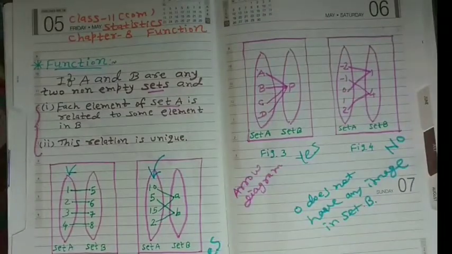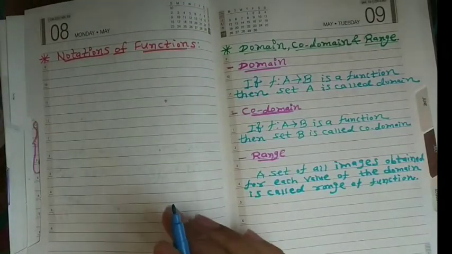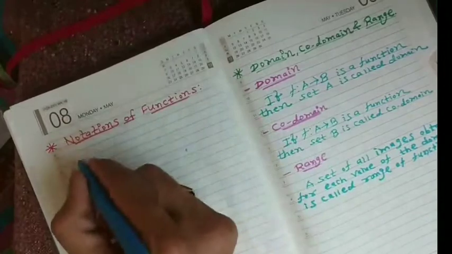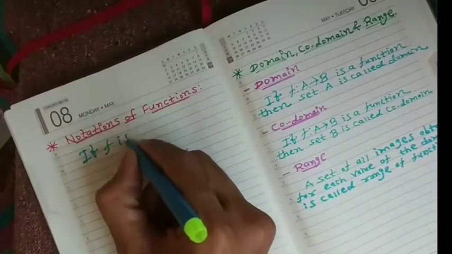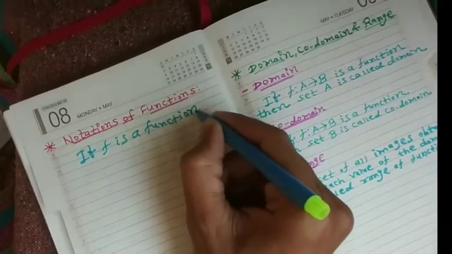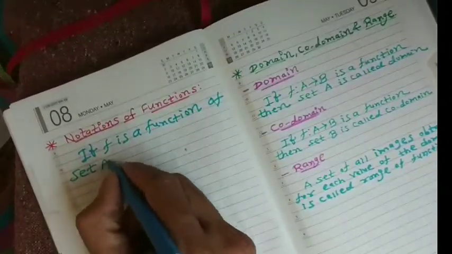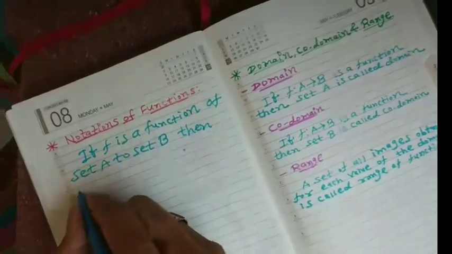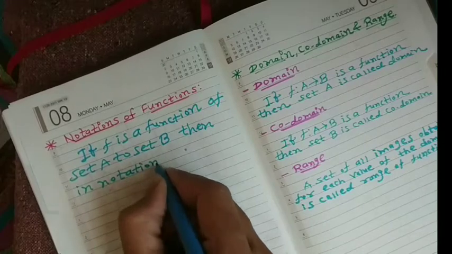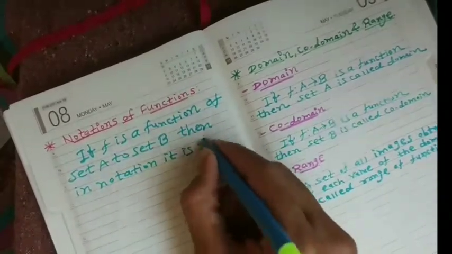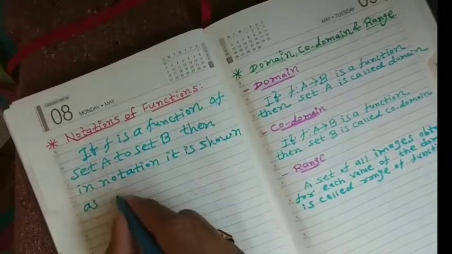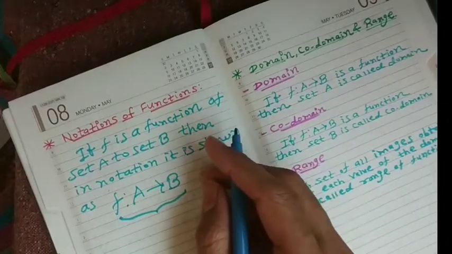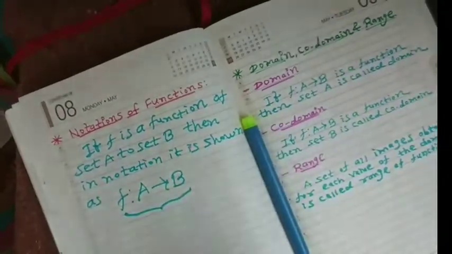Is it clear? Now see, next we have to discuss the notation of function. What is the notation of the function? If f is a function from set A to set B, then in notation it is shown as f: A → B, and it is read in words as f is a function from A to B.